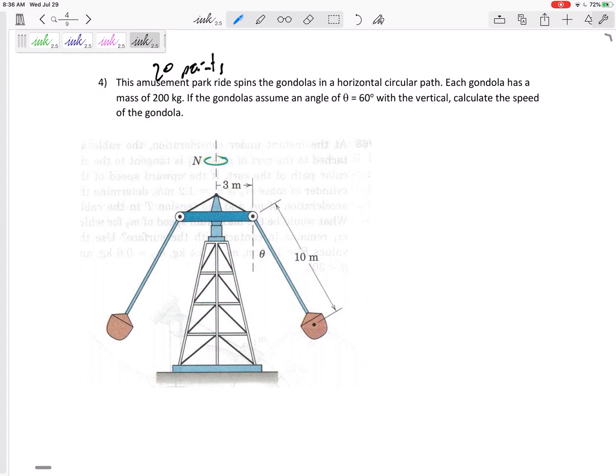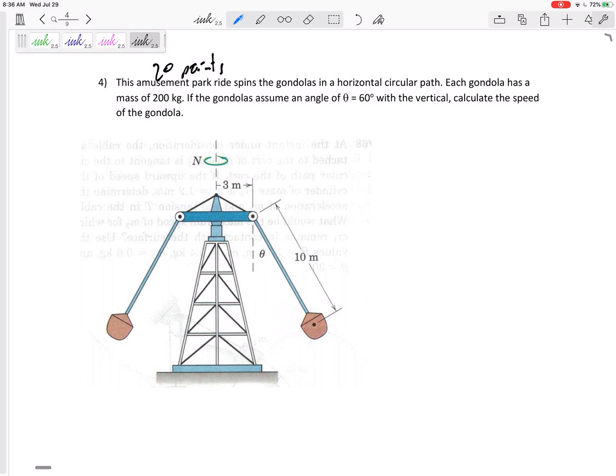So this amusement park ride is swinging, spinning around the gondolas on a horizontal circular path. Do you see how we can't really see it? It's coming into and out of the page, but it's spinning in a horizontal path. Sometimes problems that look like this will be spinning in a vertical circle. It's not this one. It's a horizontal path.